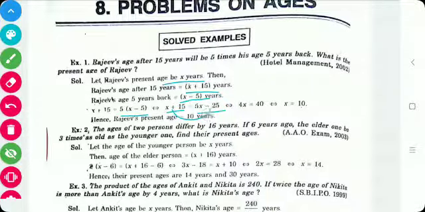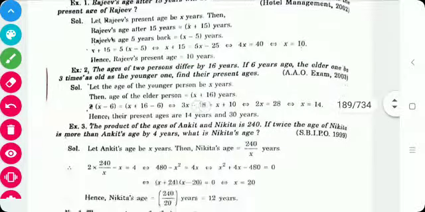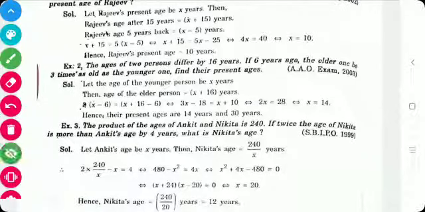So if the x goes to the right side and 25 goes to the left side, it is 5x minus x is 4x, 15 plus 25 is 40, so x is 10. So Rajiv's present age is 10 years. Then the next example is: the ages of two persons differ by 16 years, meaning the difference between the persons' ages is 16 years. If 6 years ago the elder one was 3 times as old as the younger one, find their present ages.